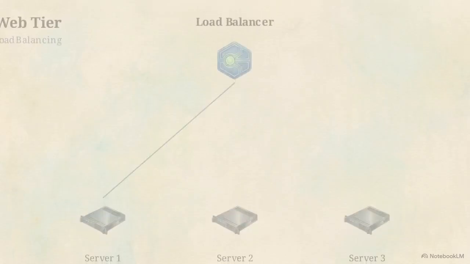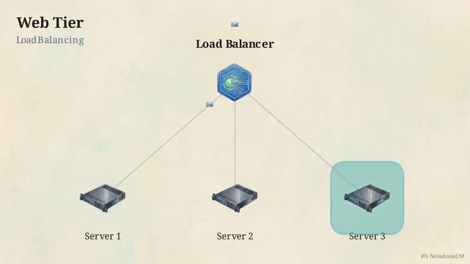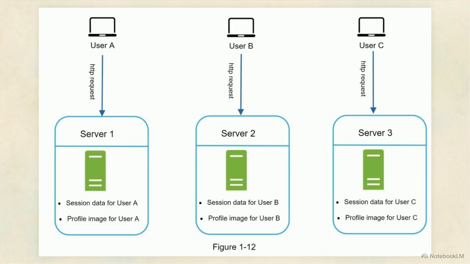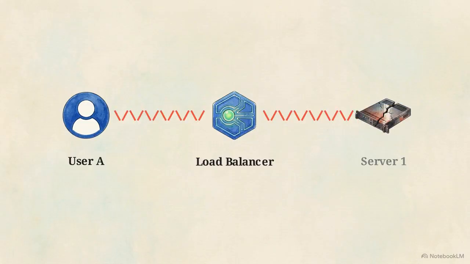Returning to the core web tier, we need to analyze how the load balancer routes incoming traffic to individual servers. A stateful server remembers client data from one request to the next, saving user session profiles directly onto its local memory drive. As shown here, this forces the load balancer to route a specific user back to the exact same server every single time, an approach known as sticky sessions. This setup is brittle. If server 1 goes offline, user A's session data is lost, and their authentication fails entirely.